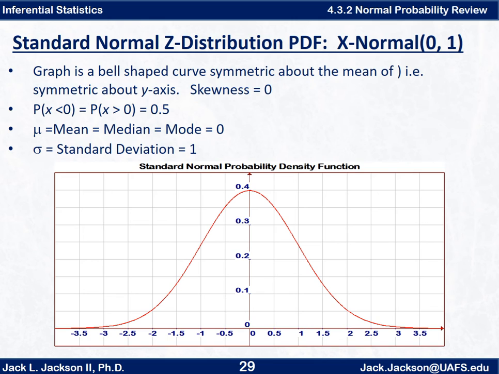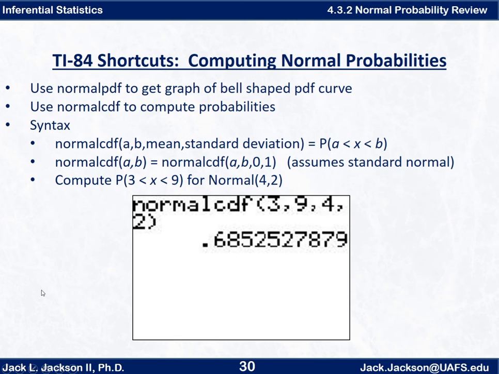So once again, the properties of a standard normal distribution, let's take a look at those. It's a bell-shaped curve, symmetric about the mean of 0, and it's symmetric about the y-axis. So the skewness is 0 because it's perfectly symmetric. The probability that x is less than 0 is 1/2. The probability that x is greater than 0 is 1/2. Mu is the mean, but that's also the median and the mode, and that's all 0. And sigma is the standard deviation, which is 1. And here you see the graph, which we call a bell-shaped curve.